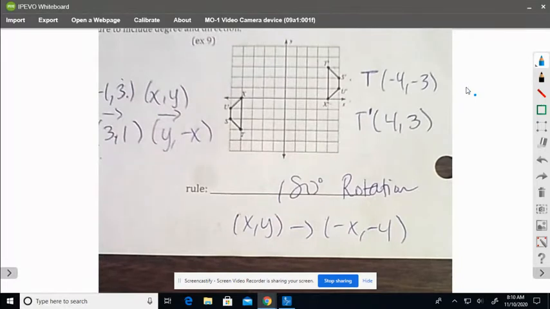All right, guys, so those are the rotations. We're just rotating about the origin this year, so you won't be rotating about any other points.